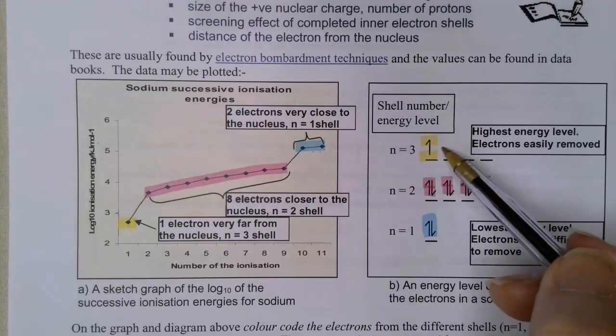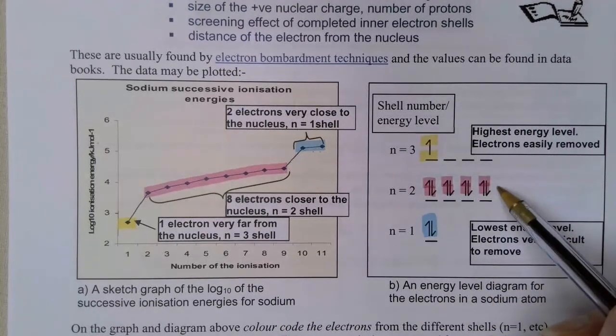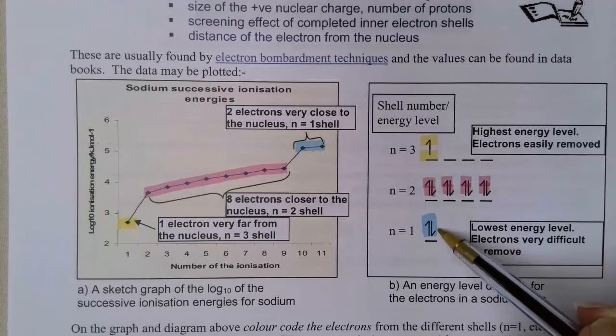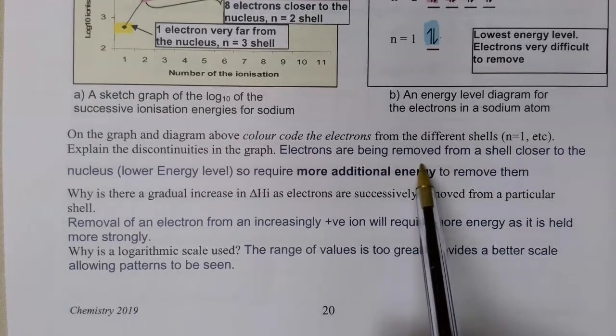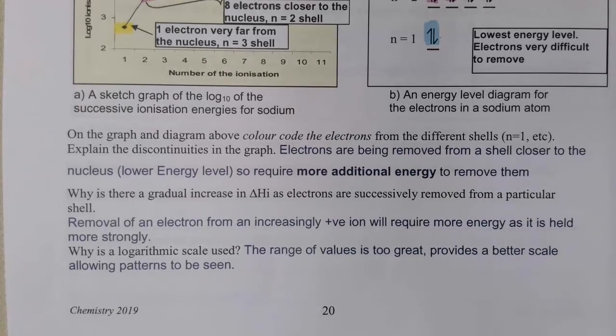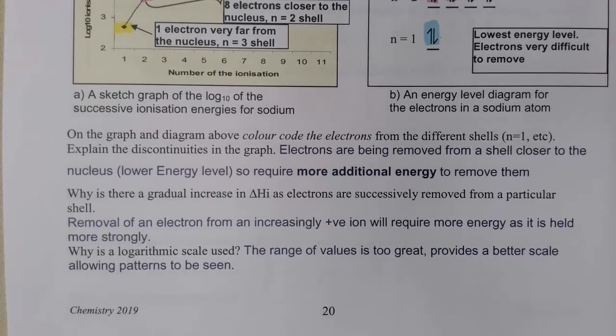So here's the first electron I'm removing. Then I remove these 8 and then the last 2. So those electrons are being removed from a shell closer to the nucleus. It's what we call a lower energy level, and it requires more energy therefore to remove them. They've lost shielding and they're closer to the nucleus, so it's harder to remove them. You get that gradual increase because you're trying to remove an electron from an increasingly more positively charged ion, and that's going to be harder to do. And we use a logarithmic scale to provide us with a better pattern, so it enables us to see the patterns that are developing.